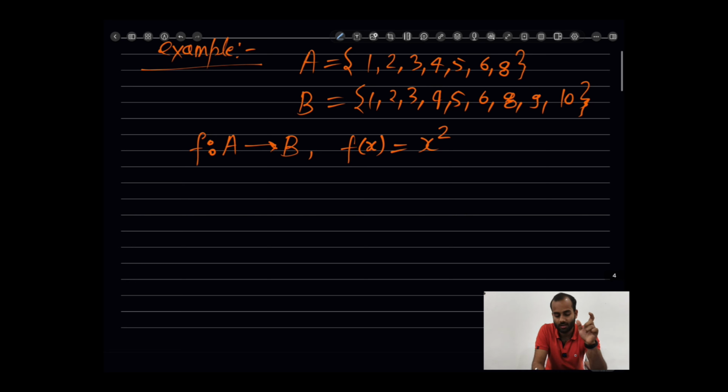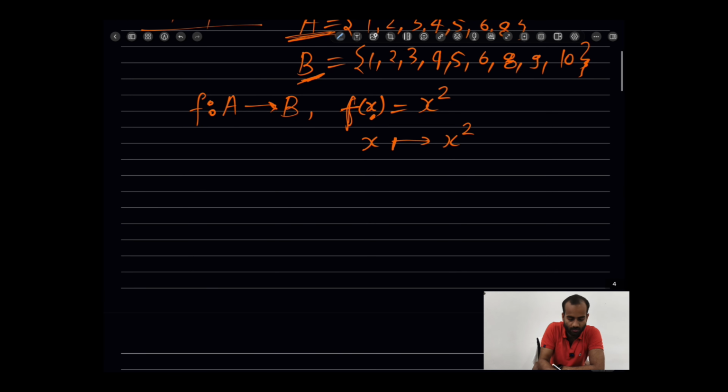So here is how the machine works: the input is any element from this set A, and the output comes in the set B, but the machine f is squaring the number. So if we have any element x, it gets mapped to its square. For that, now we will test whether this is a function or not. So for that we will check all the numbers.